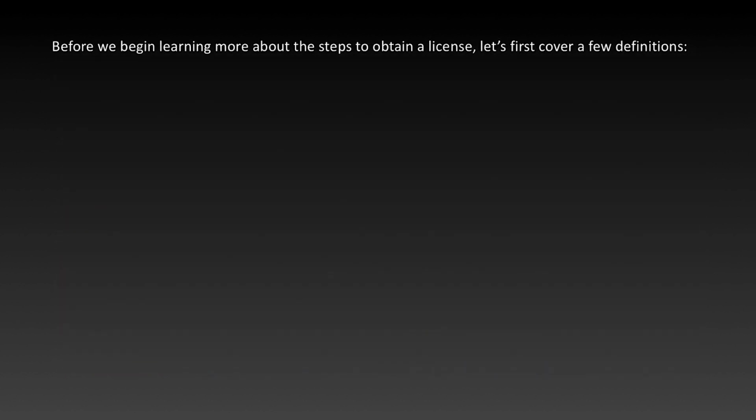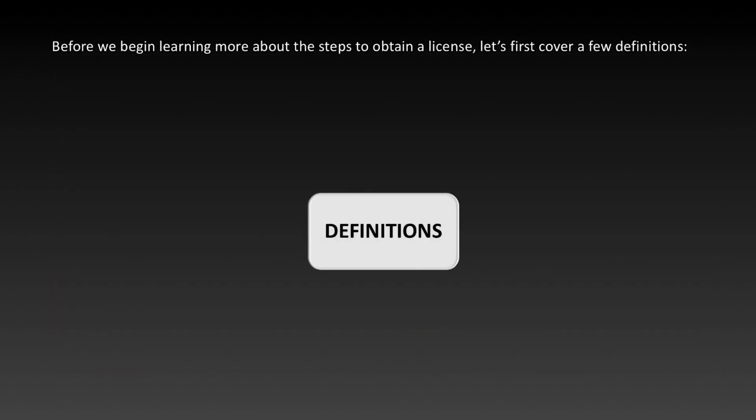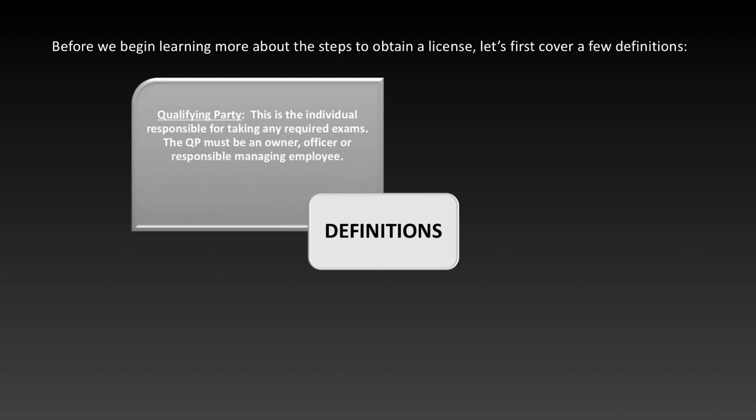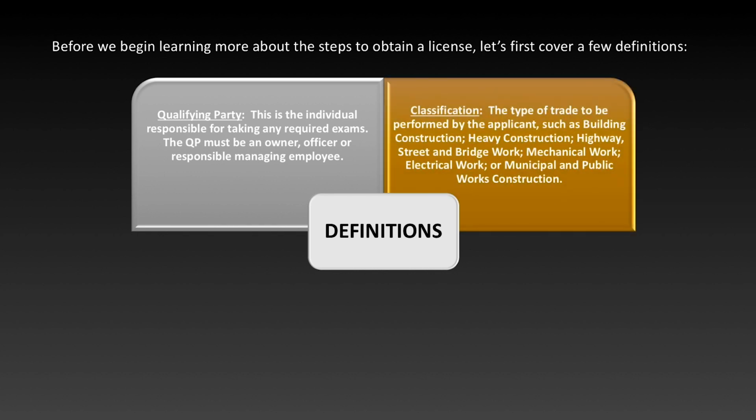Before we begin learning the steps to obtain a license, let's first cover a few definitions. A qualifying party is the individual responsible for taking any required exams. The qualifying party must be an owner, officer, or responsible managing employee. Classification is the type of trade to be performed by the applicant.